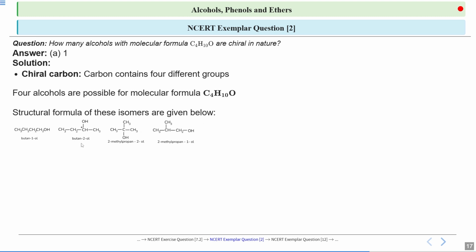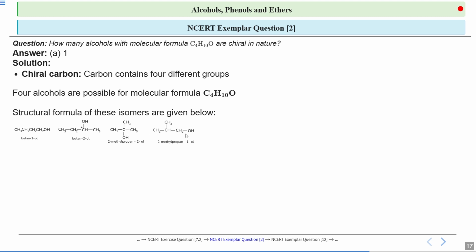First of all is butane 1-ol. You take a straight chain of 4 carbons and attach the hydroxyl group at the very first carbon. You get butane 1-ol, having molecular formula C4H10O. Then you can also draw butane 2-ol. You just change the position of the hydroxyl group to the second carbon and get butane 2-ol. Then 2-methyl propane 2-ol. This is also an isomer of molecular formula C4H10O, where at the second carbon we have the hydroxyl group and the methyl group both attached.